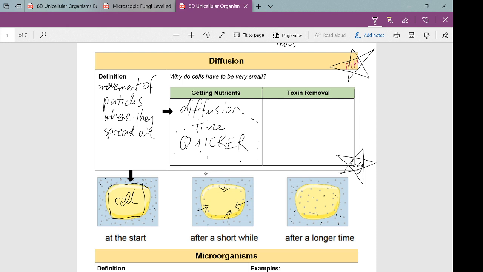And if you also think about the fact that maybe at the center of the cell there could be any sort of toxins, by the time those toxins diffuse out of the cell, it might be that the cell might already be dead. So things getting into and out of the cell, if you have a very large cell, it's going to be a lot more difficult.